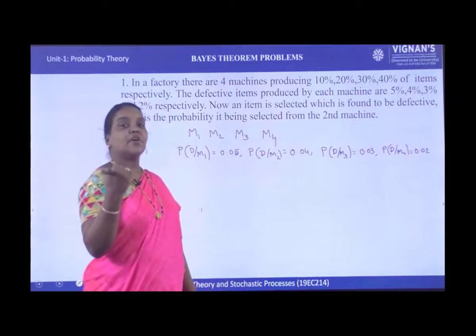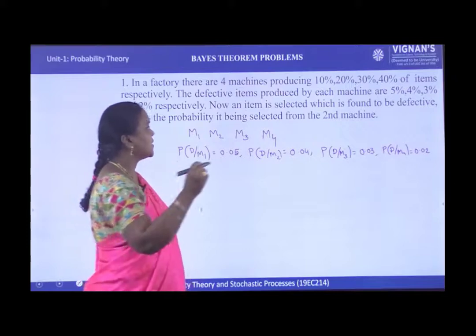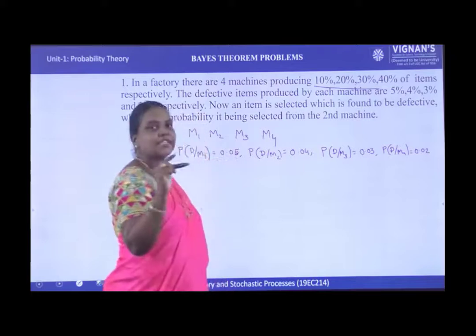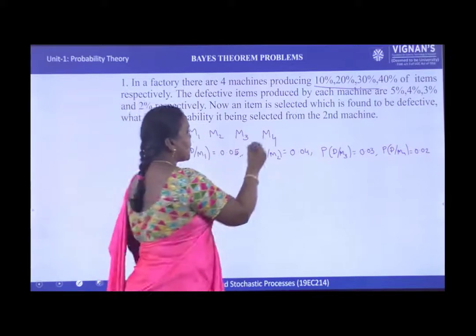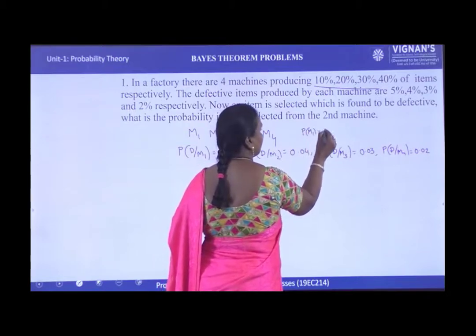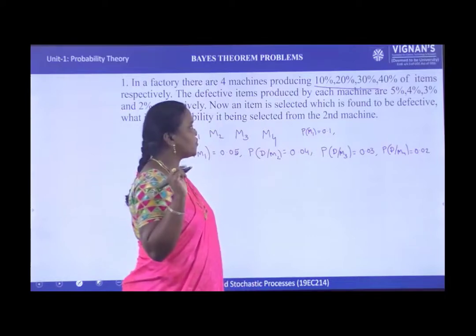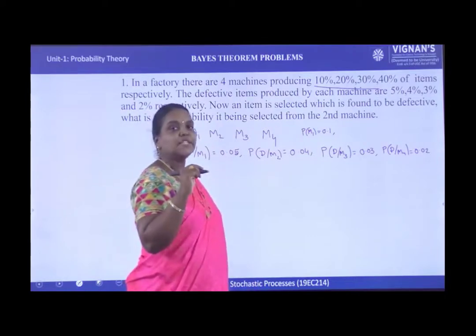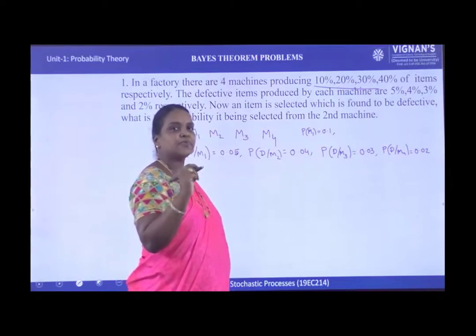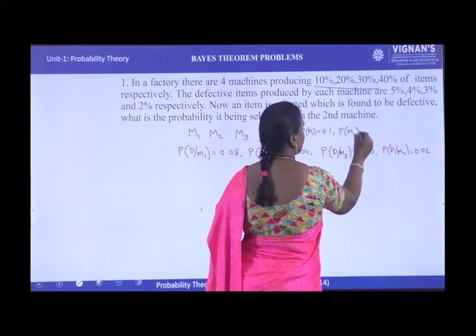What is the probability of selecting machine 1 product, machine 2 product, machine 3 product, machine 4 product? That can be taken from here, right? So machine 1 is producing 10% product, means the probability of selecting machine 1 product is 0.1 because it is producing 10% of the products. Next, machine 2 is producing 20%, means the probability of selecting machine 2 product is 0.2. So P of M2 is 0.2.